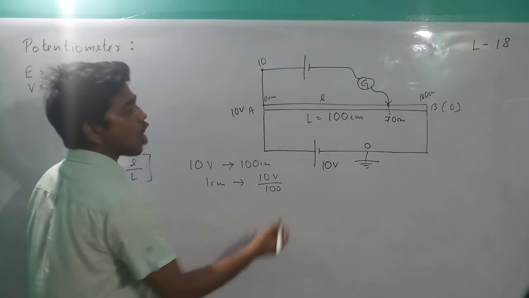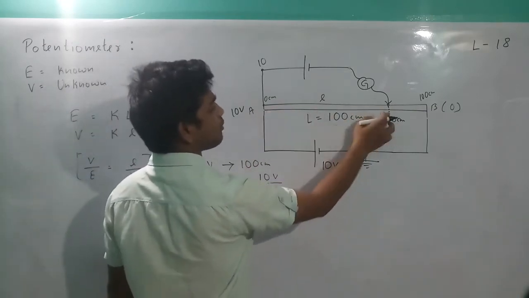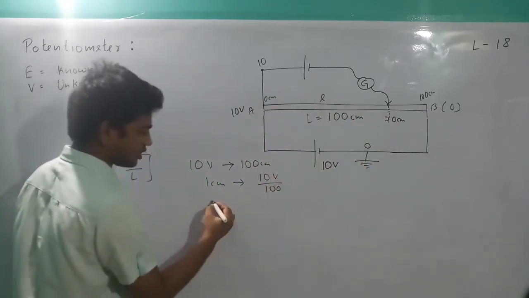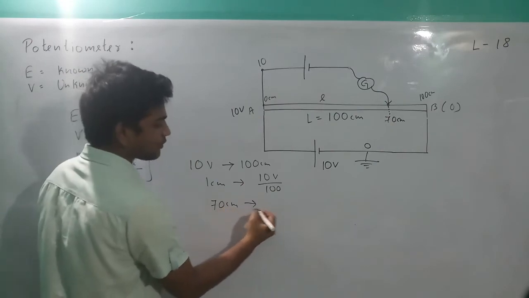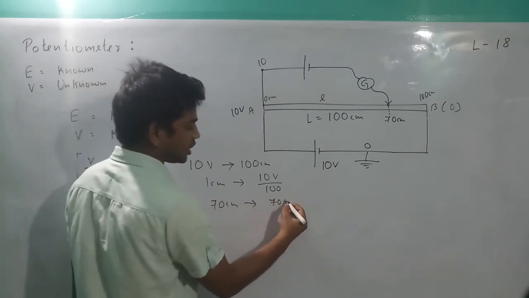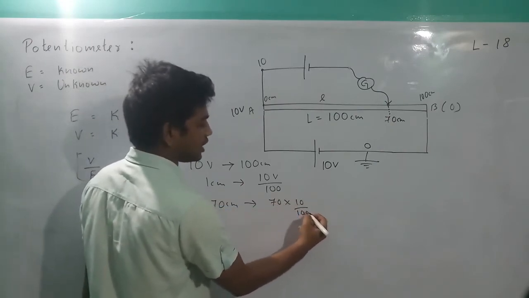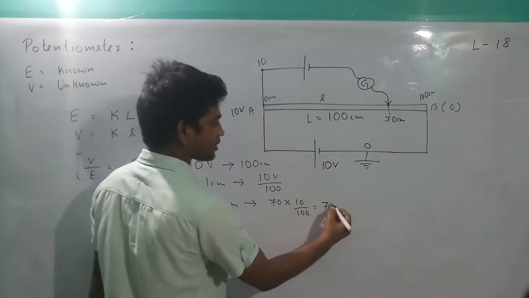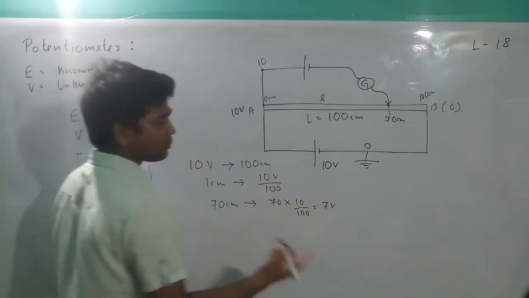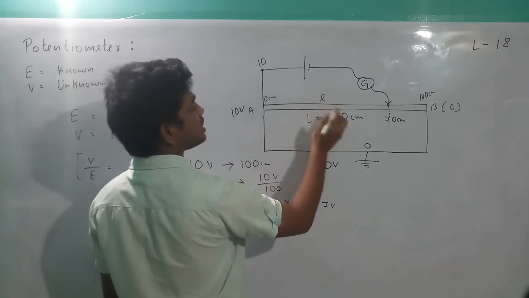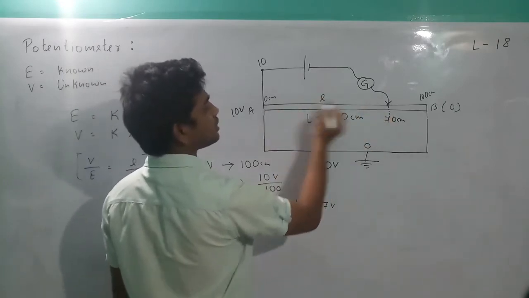All right. Now how much length do we have now? 70 centimeter we have. So 70 centimeter will correspond to a voltage of 70 into 10 upon 100. It is coming out to be how much? 7 volt. Now the point is simple, that the potential difference across these 2 points is 7 volt.